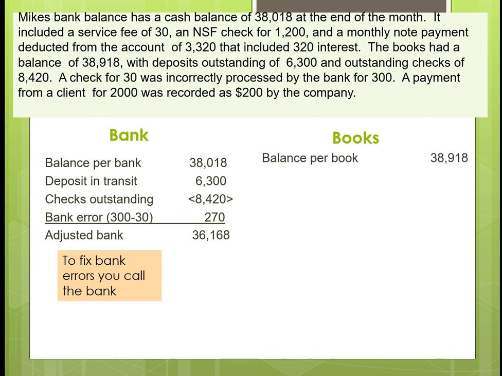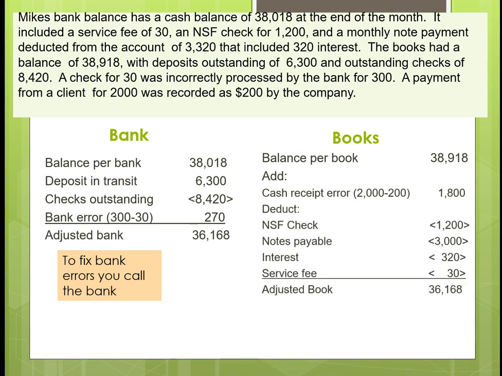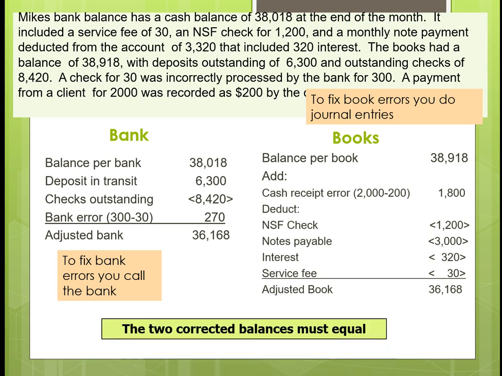So we start out with the balance per books. We're going to add in the cash receipt error: $2,000 was recorded as $200 by the company, so we have to add that back in. And then we have to deduct the non-sufficient funds check, the notes payable, the interest expense, and the service fee. And lo and behold, we balance. But remember, all of these on the book side we have to do journal entries for. Now that these balance, now we can do our journal entries.